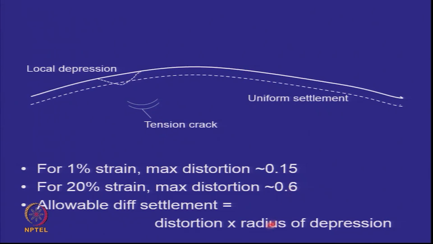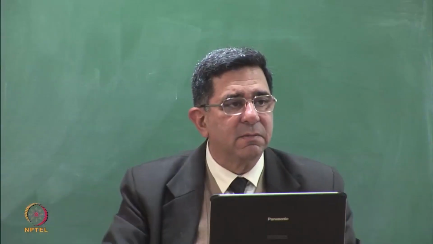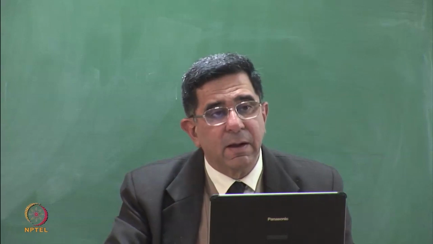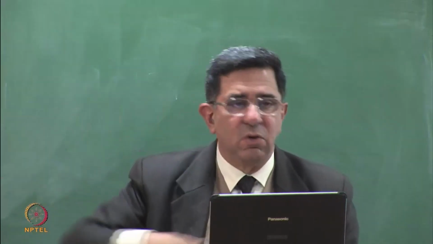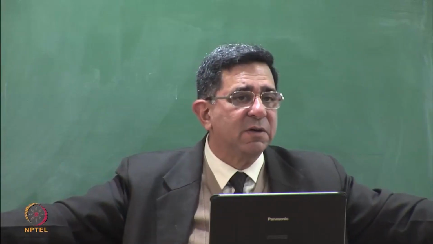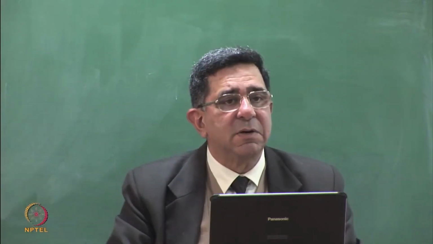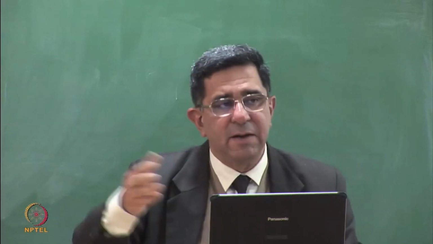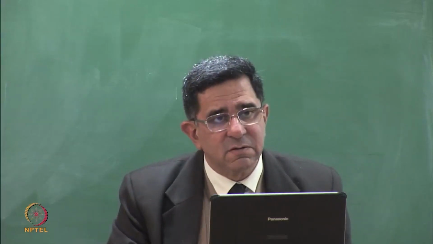It's simple geometry. Allowable differential settlement is the allowed distortion times the radius of the depression. So let us say you are expecting a depression to form here. What radius would you like to choose? Local depression. This is not the whole cover settling. Whole cover may be 100, 200, 500 meters wide. But a local depression may be 10 meters wide. Right? A 10 meter wide. So radius is 5 meters.